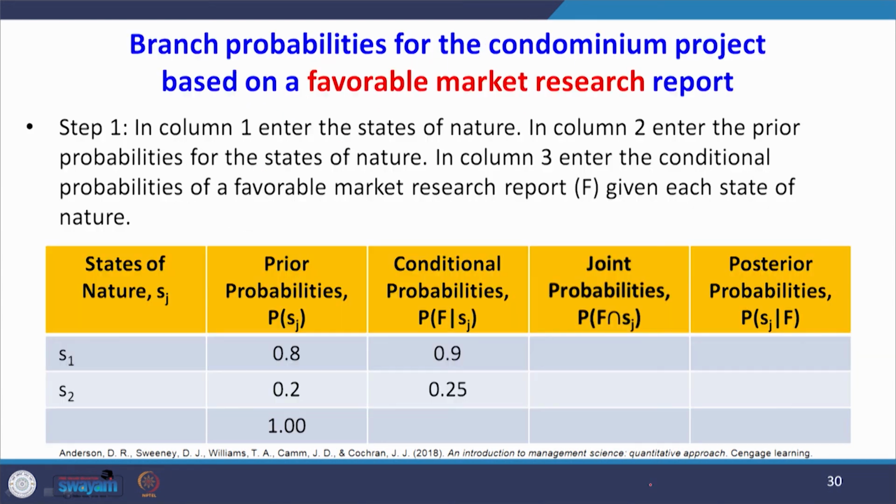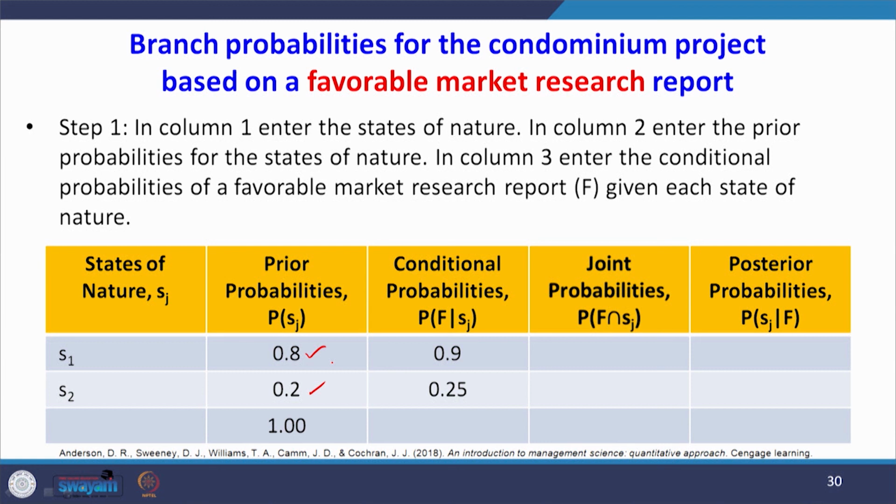So, this is the final value. Dear students, now I am going to summarize the procedure for finding branch probabilities with the help of this tabular approach. What is step 1? In column 1, enter the states of nature, we have written S1 and S2. In column 2, enter the prior probabilities for the states of nature. This information, 0.8 and 0.2, is given to us.